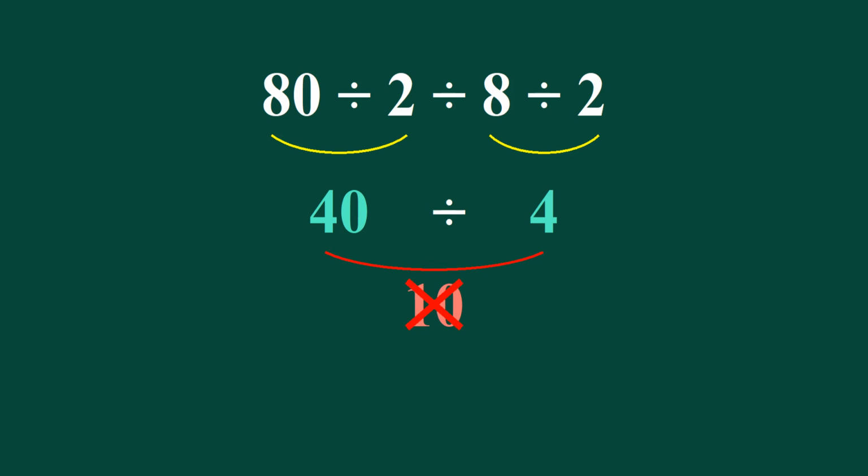But this answer is not correct because according to the order of operations, when we have more than one division in an expression, we have to work from left to right.